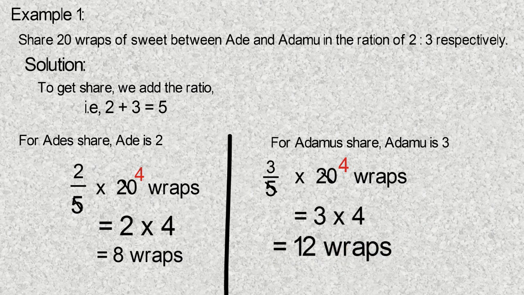So here, Ade gets 8 wraps of sweet and Adamu gets 12 wraps of sweet. So here you can see that it has been shared according to the ratio we are given. Because Ade's ratio is 2 and Adamu's ratio is 3, you can see that the ratio of Adamu is greater than the ratio of Ade. Also, you can see that the number of wraps of sweet Adamu is getting is more than that of Ade. Can you see that? So if you add the total number of sweets together, it will also result to 20. So can you say that?